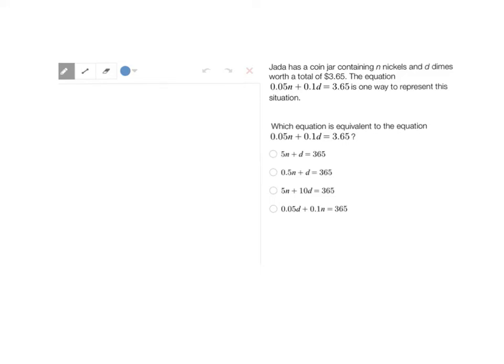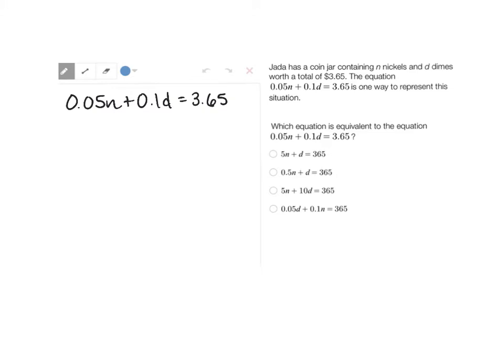In this question, it gives you some information that you don't really need to worry about. Okay, so this top part just kind of sets the stage for using the equation. So it says, which equation is equivalent to the equation 5/100 n plus 1/10 d equals $3.65?